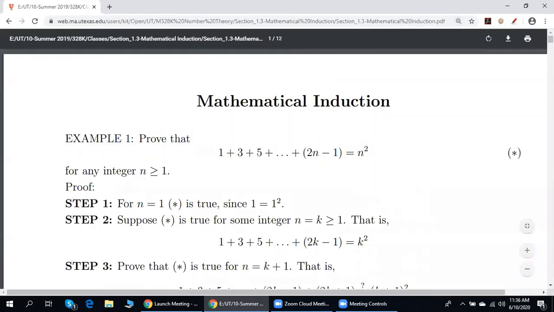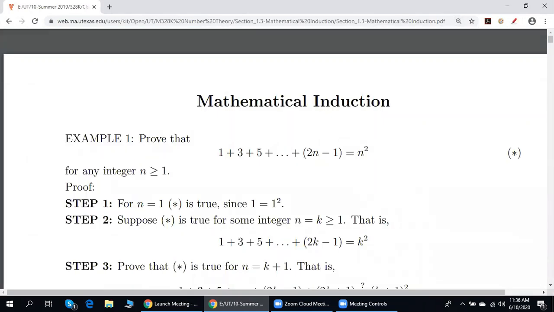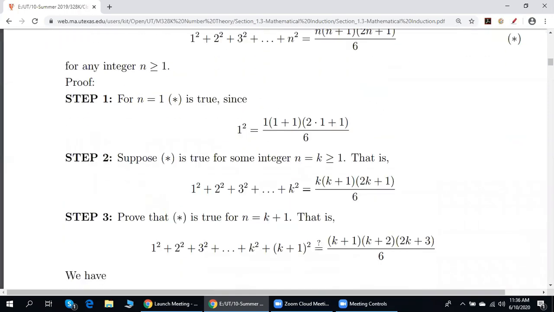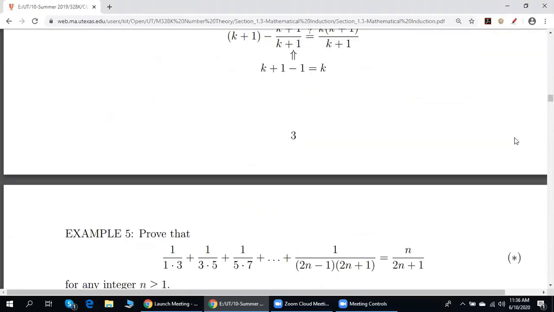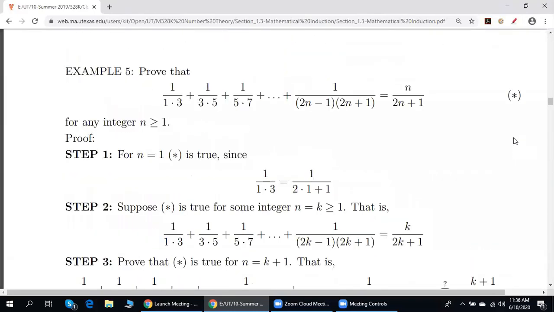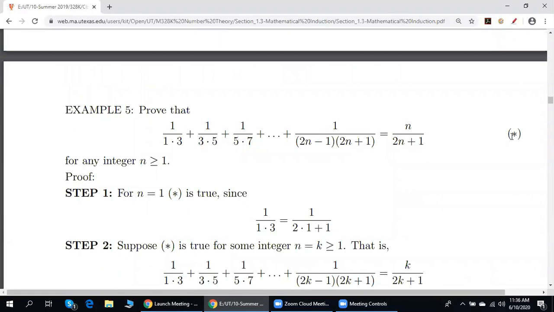Let us continue our discussion of section 1.3, mathematical induction. Last time we discussed examples from 1 to 4. Let us take a look at example 5. Again, we want to use math induction to prove this identity.